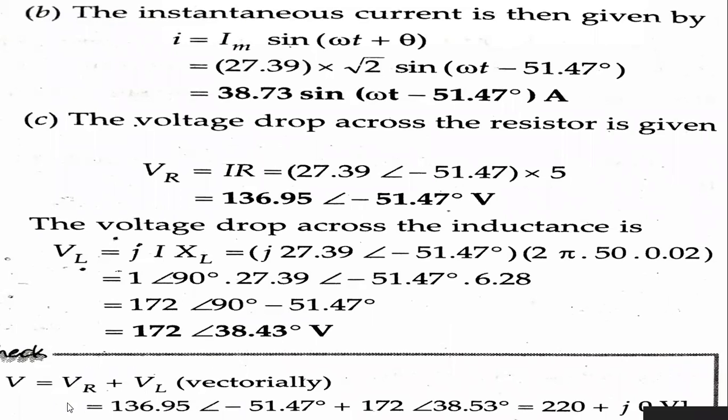So if you are going to add, the total voltage is equal to the voltage drop across the resistor and the inductor, so you will get 220 plus j0 volt. How? By adding these two values, that is 136 angle 51 and the second is nothing but 172 angle 38 point. Likewise, this is for simplicity, to cross-verify whether I am getting the same voltage or not. Otherwise, it is sufficient. The voltage drop across the resistor and the inductor is nothing but the total voltage across that circuit.